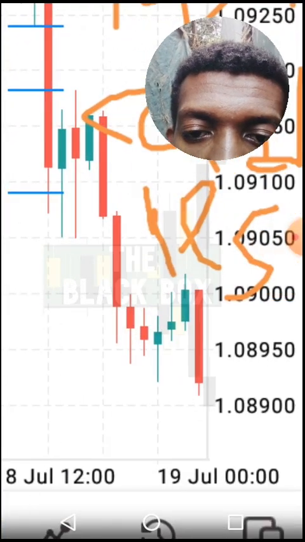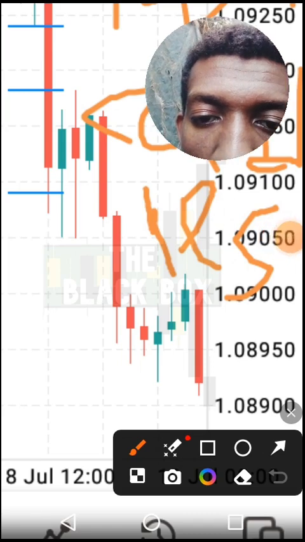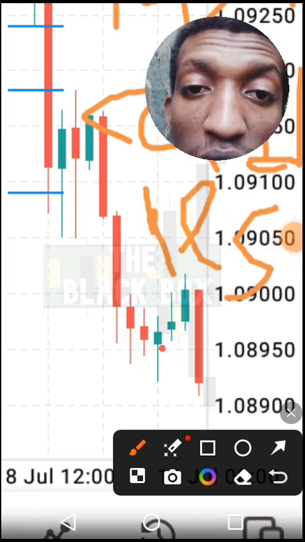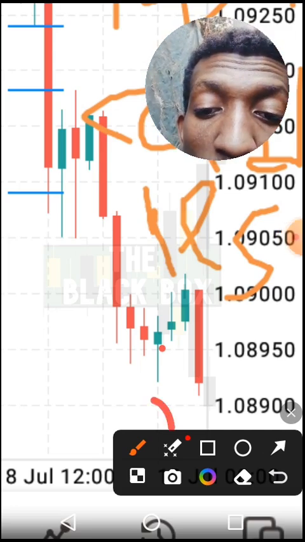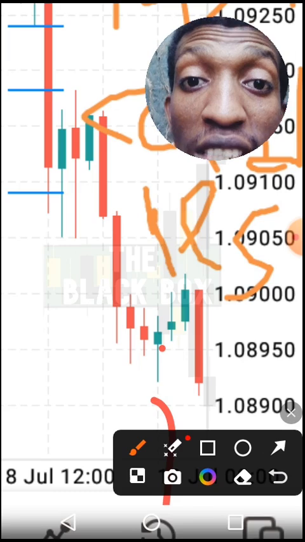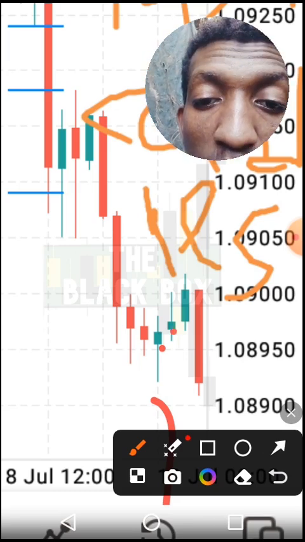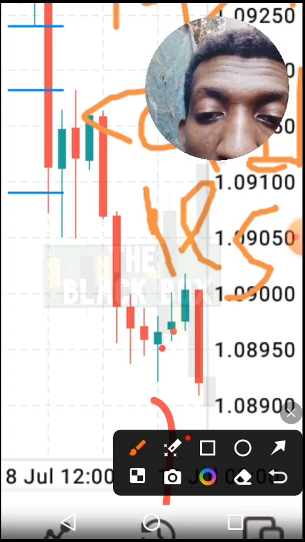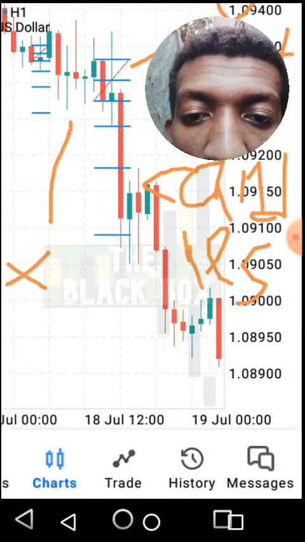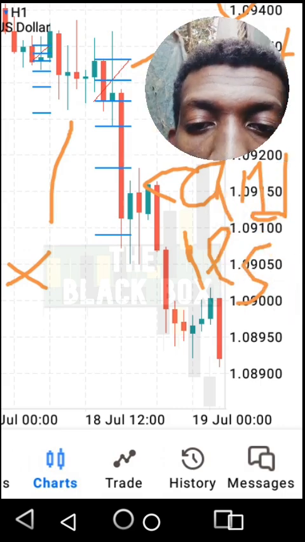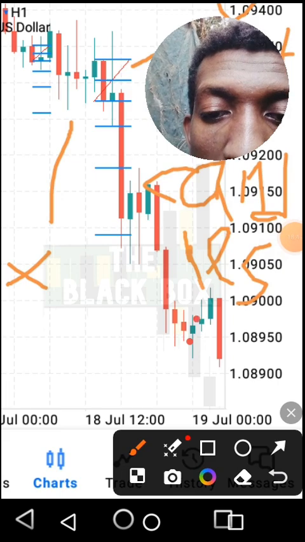So finally we found another black box here. So it opened down there, just like I told you earlier. It should dump down. So it really did dump down. Went down. So this is not a buy. This cannot be a buy. Look at that. Look, it opened down there and traded up.